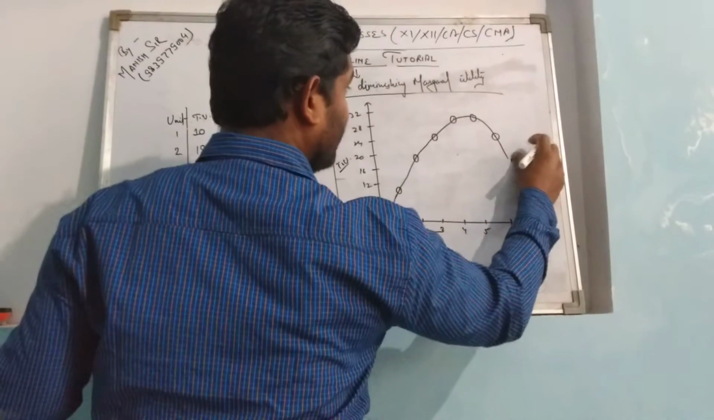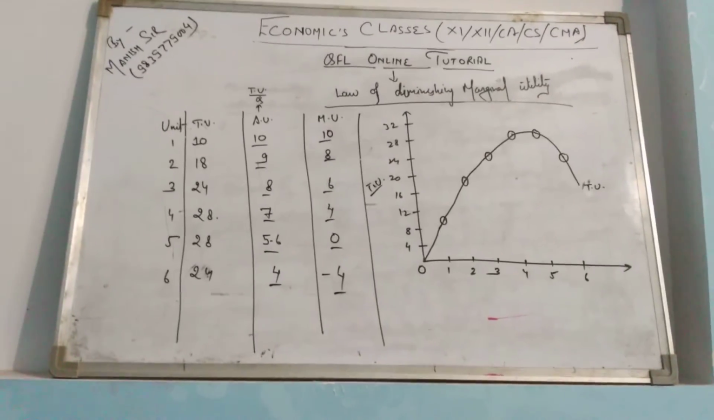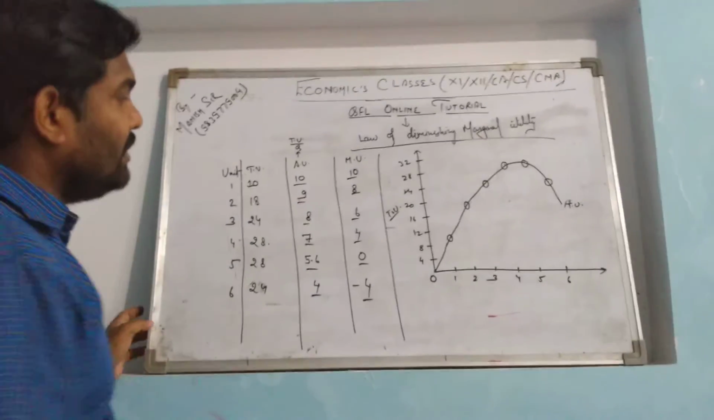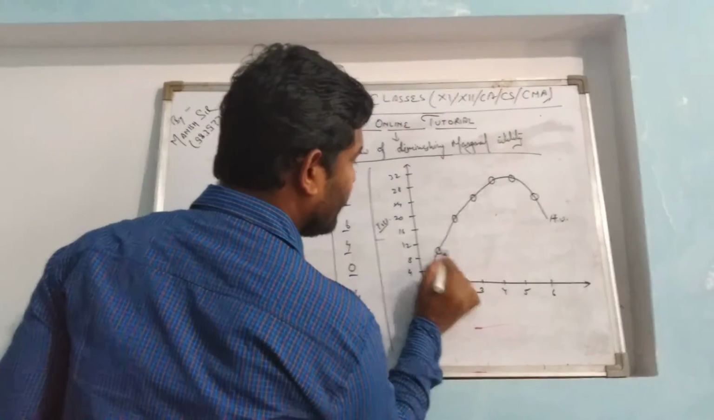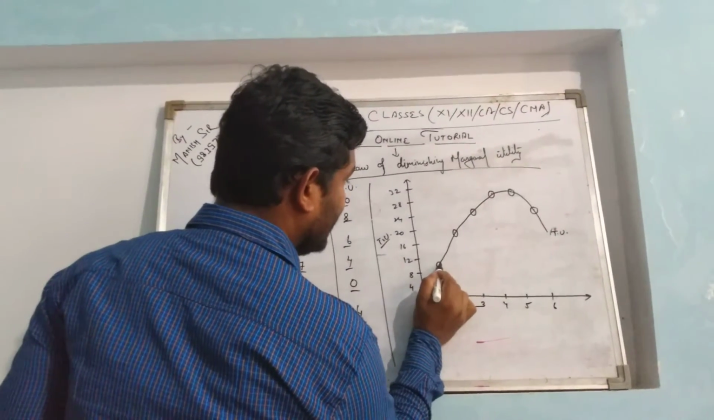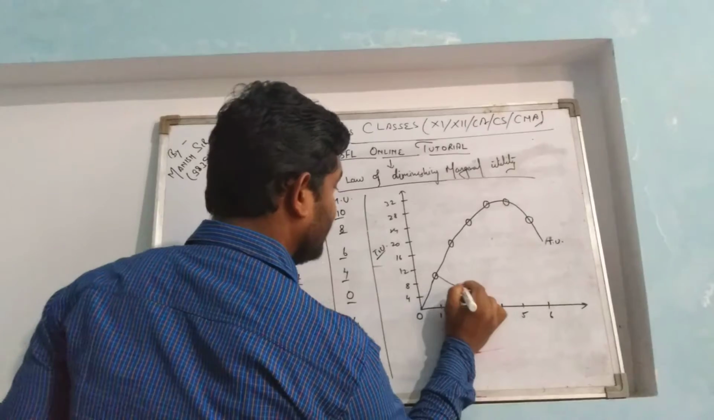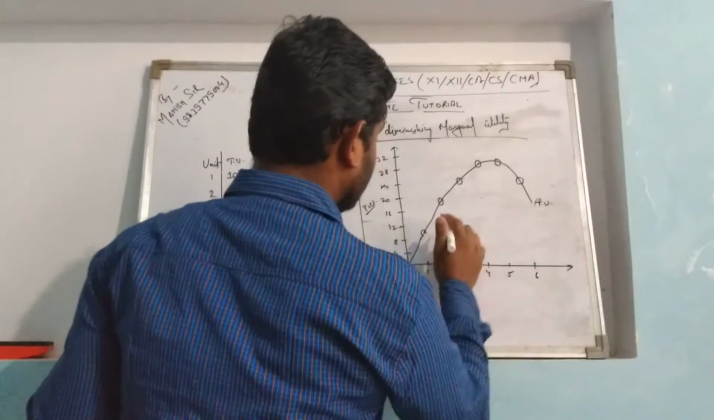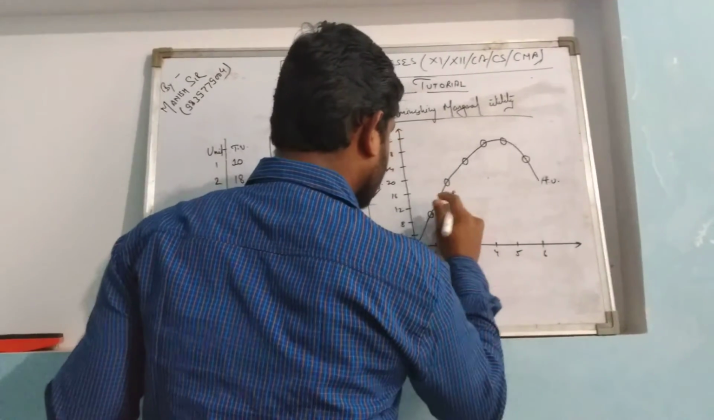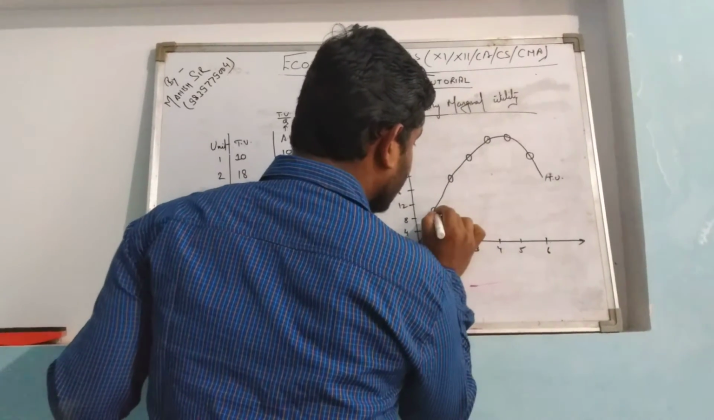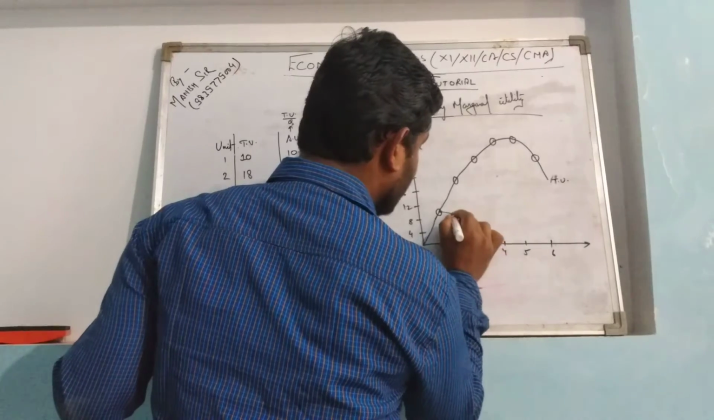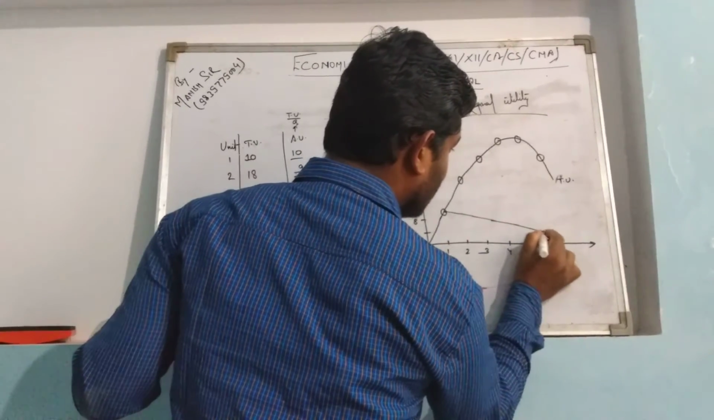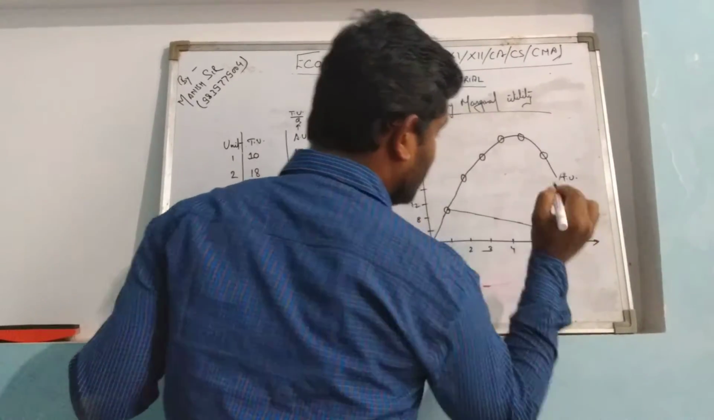This is total utility. Now from the same points, if we draw AU, what is AU? It is 10, 9, 8, 7, 5.6 and 4. At unit 1 it is 10, then at the second unit it will be 9, and it will come like this.